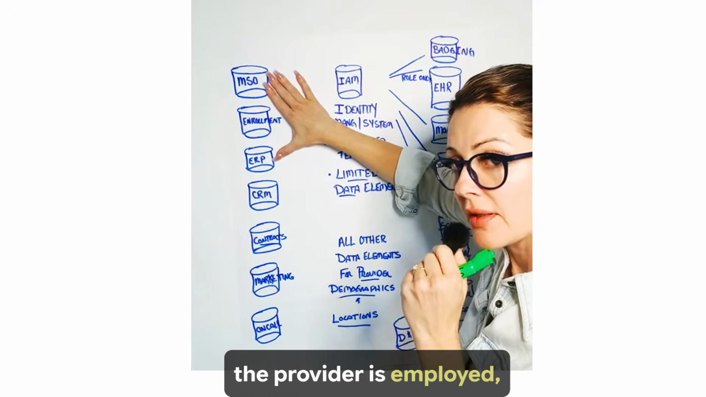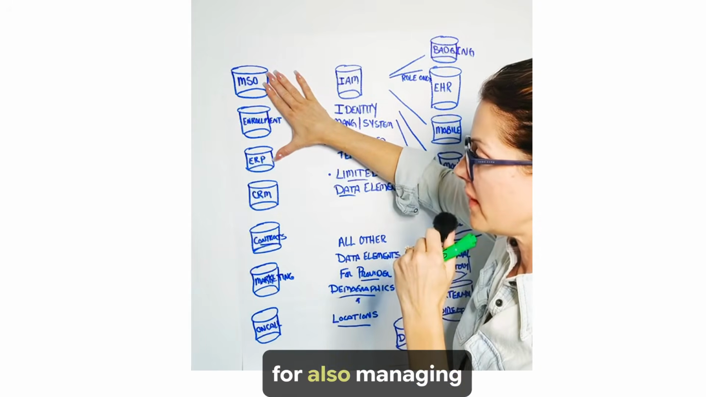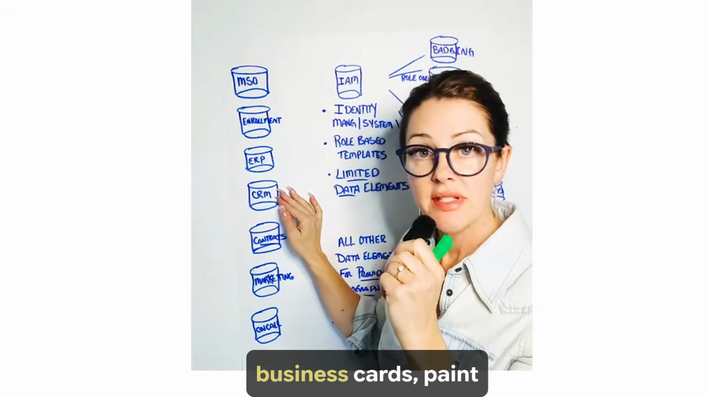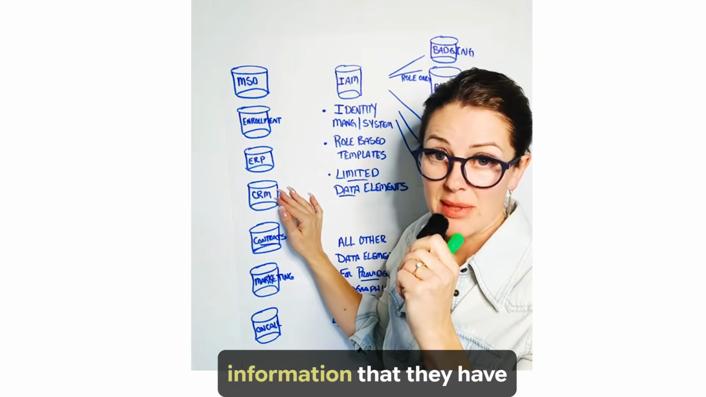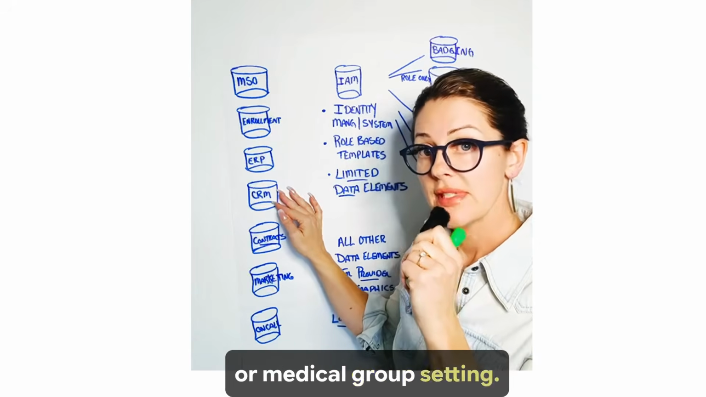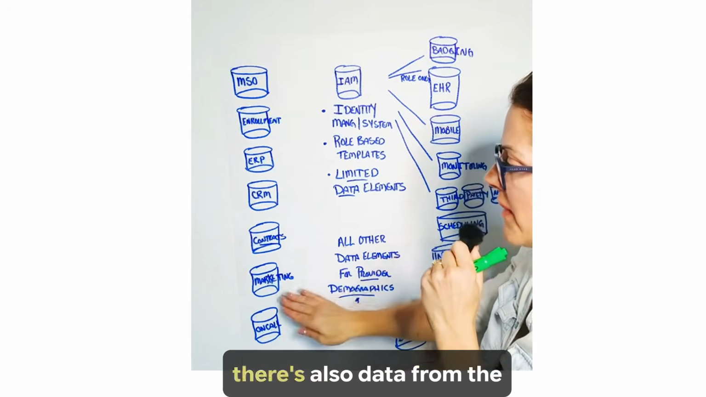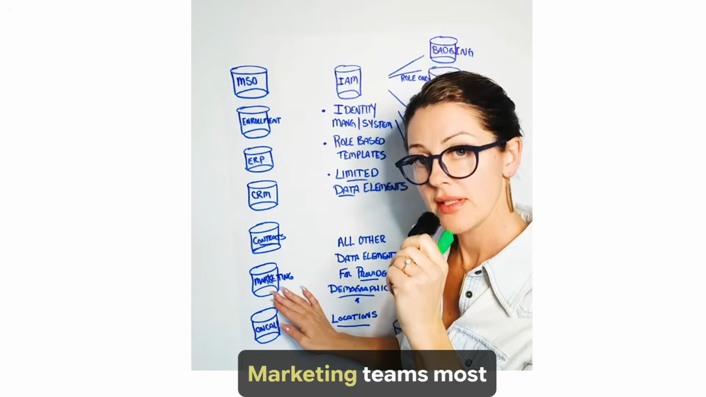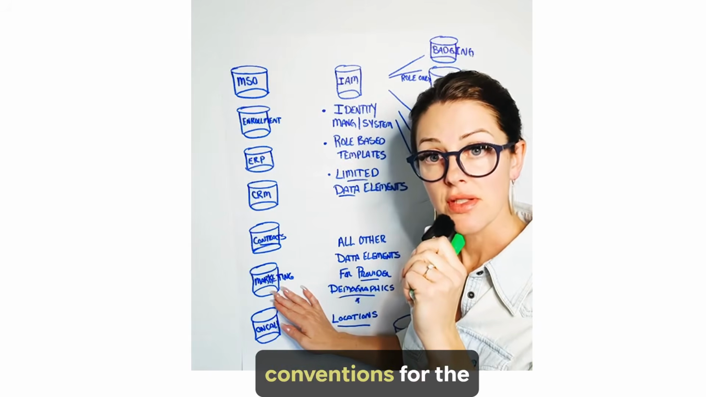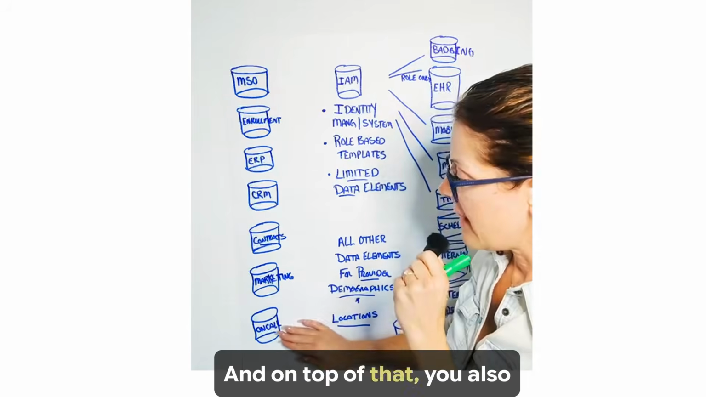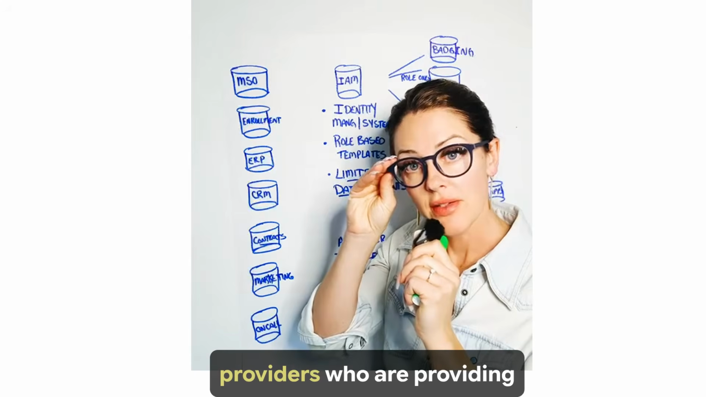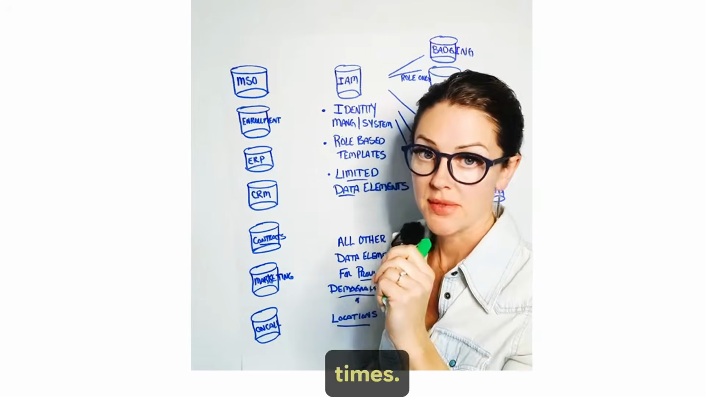And if the provider is employed, oftentimes there's a separate team responsible for managing additional data elements associated with the provider's preference as to business cards, paint colors, and practice location information as they're setting them up for the care they'll be providing in an ambulatory or medical group setting. In addition to that, I mentioned contracts, but there's also data from the marketing teams. Marketing teams most commonly contain the data elements associated with the locations or the naming conventions for the different locations. And on top of that, you also have the on-call systems, and they manage the on-call information for the providers who are providing coverage during certain times.